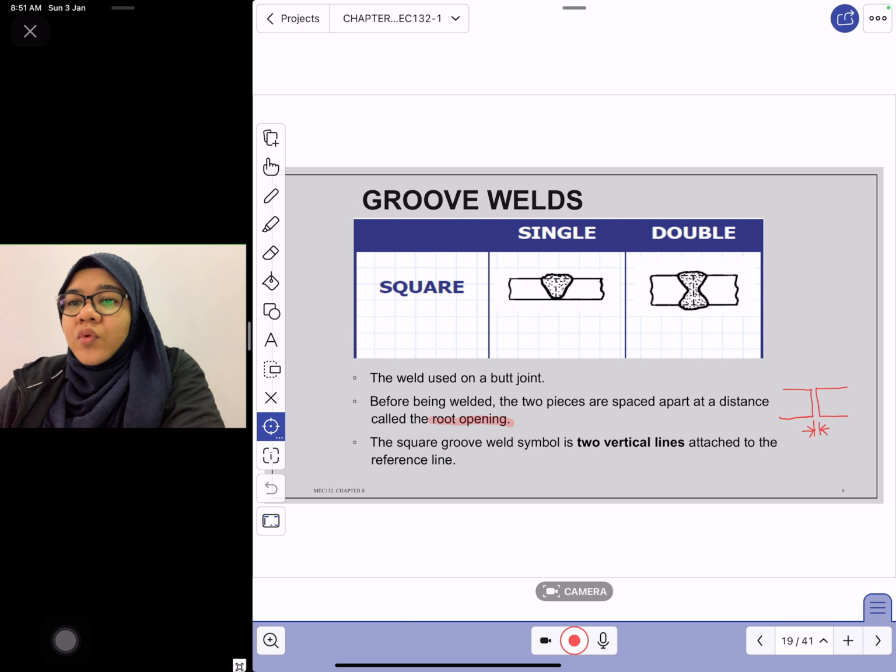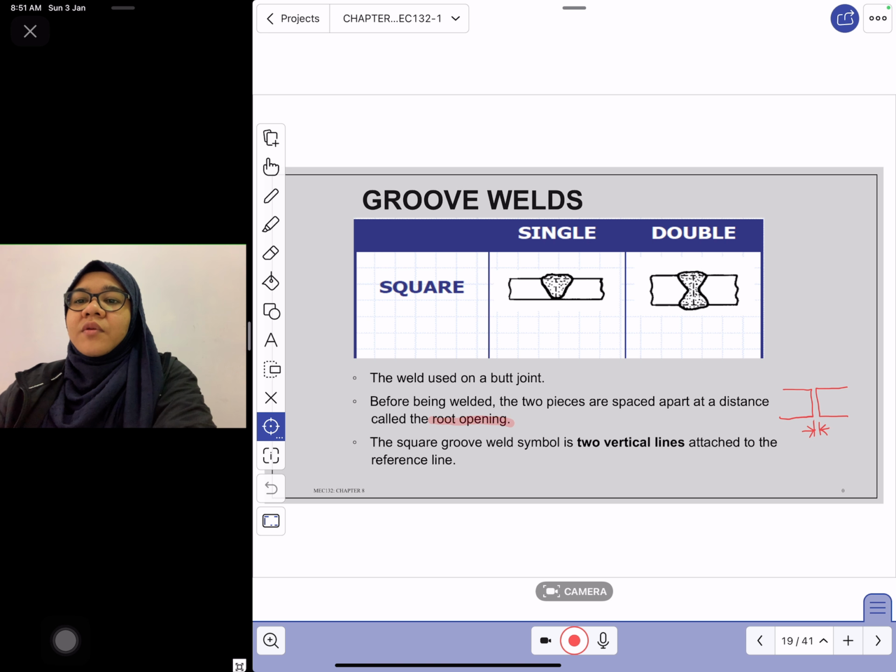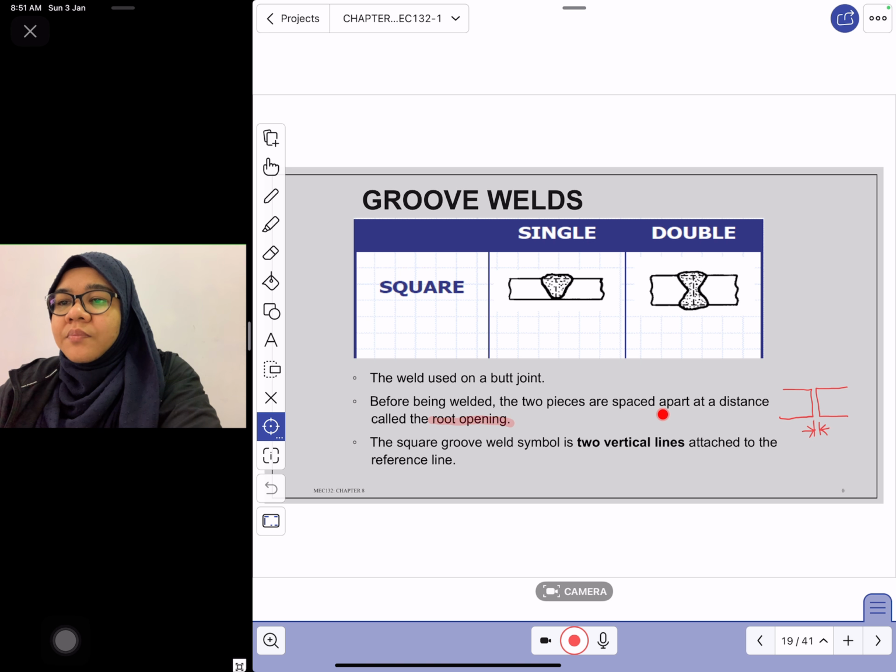And then untuk square kita ada single and double juga, atas bawah. Okay, before being weld used for butt joint, maksudnya ada dua lah material kat sini. Butt joint dia bertemu macam ni. Okay, before being welded, the two pieces are spaced apart at a distance called root opening. So yang ni cakap tadi kita tahu dah kan, root opening. The square groove weld symbol is two vertical line attached to the reference line. So yang ni lah vertical line ni tadi.